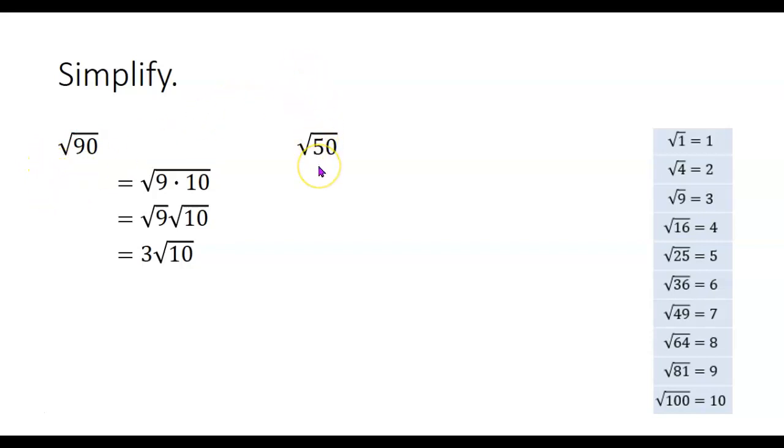Here's another example, the square root of 50. 50 is not a perfect square. We could break it up into 5 times 10, but that wouldn't really help because neither 5 nor 10 is a perfect square. But another thing we can do is break 50 up into 25 times 2, and that does help because 25 is a perfect square. When you have the square root of 25 times the square root of 2, we can say what the square root of 25 is. It's 5. So we end up with 5 times the square root of 2.